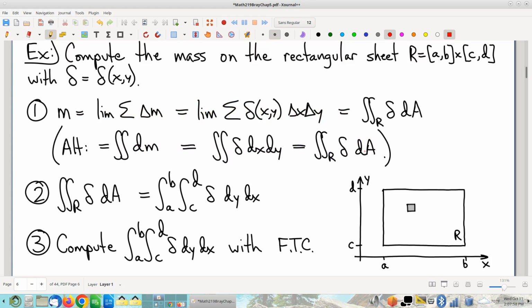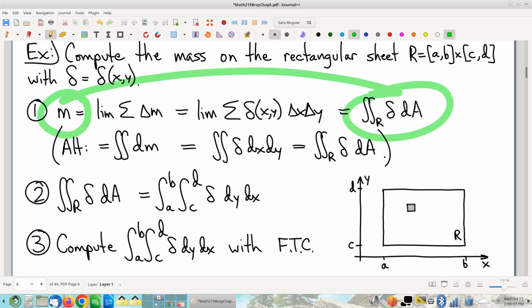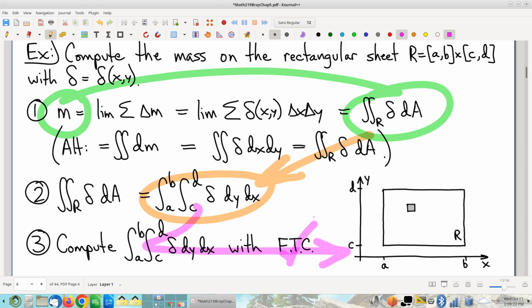Yeah. So here's what I want to see on an exam. On an exam, I want to see first that you recognize that mass is a double integral of density. Second, I want to see that you recognize that a double integral can be computed with an iterated integral. And then third, that you will compute that integral with the fundamental theorem of calculus. And that's where you just start cranking it out. Yeah, no worries. Is everybody okay?